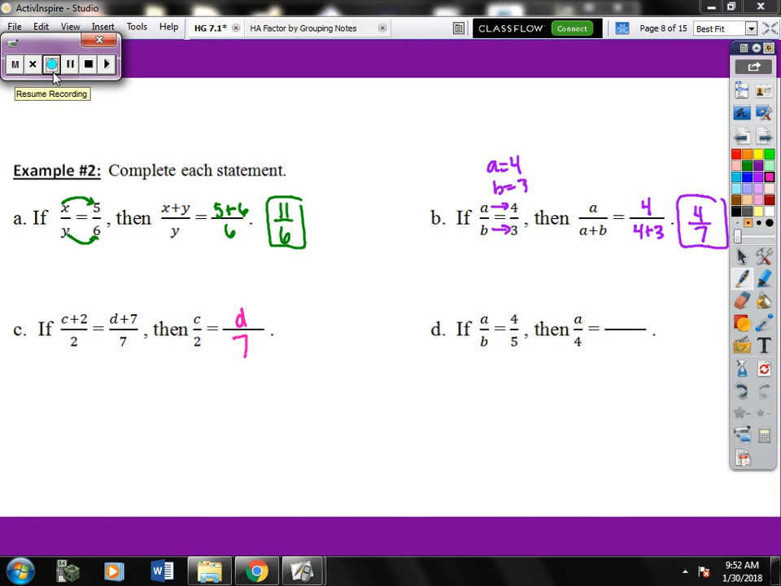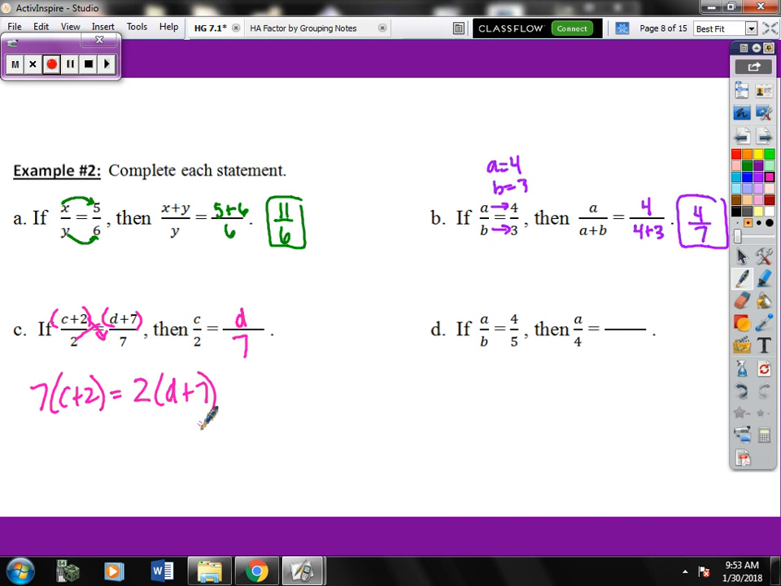So this one is going in the reverse, like if they give you this, working back to this. So they're saying the numerator plus the denominator over the denominator equals the numerator plus the denominator over the denominator. So this would be just D over 7. If you didn't see that, you can actually cross multiply. You would have to put parentheses around this. So you would get 7 times C plus 2 equals 2 times D plus 7. And then you would distribute and do a whole bunch of work, but you would end up solving whatever C divided by 2 is, and you will get D over 7.